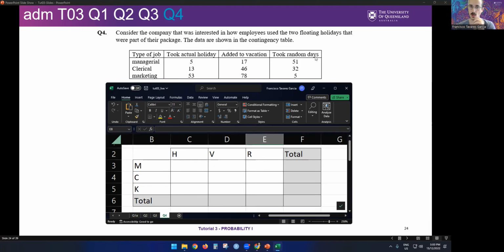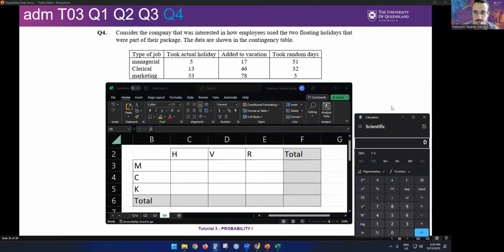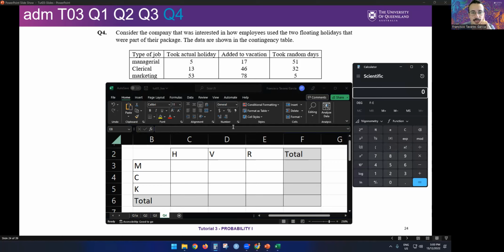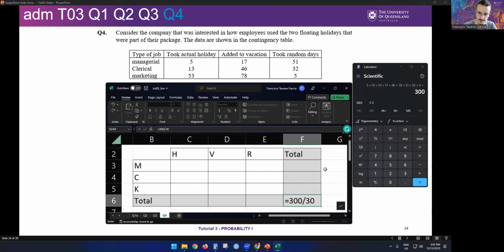Anyone to risk? Here, if you add all the numbers together, let's try. Let's find out how many items we have. Basically, you can see that the same worker can be represented just once here, right? So 5 plus 13 plus 13 plus 53 plus 17 plus 46 plus 78 plus 51 plus 32 plus 5. We have 300 observations there. So if we have 300 and I want to transform this into a table that adds to 1, I just need to divide each of the numbers by 300. So my total, 300, just to be fancy, I'll put 300 divided by 300. Then we have 1.